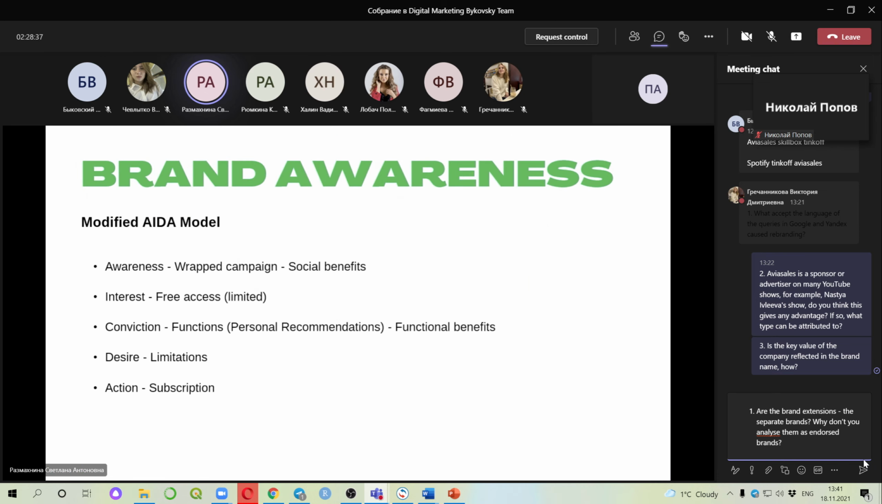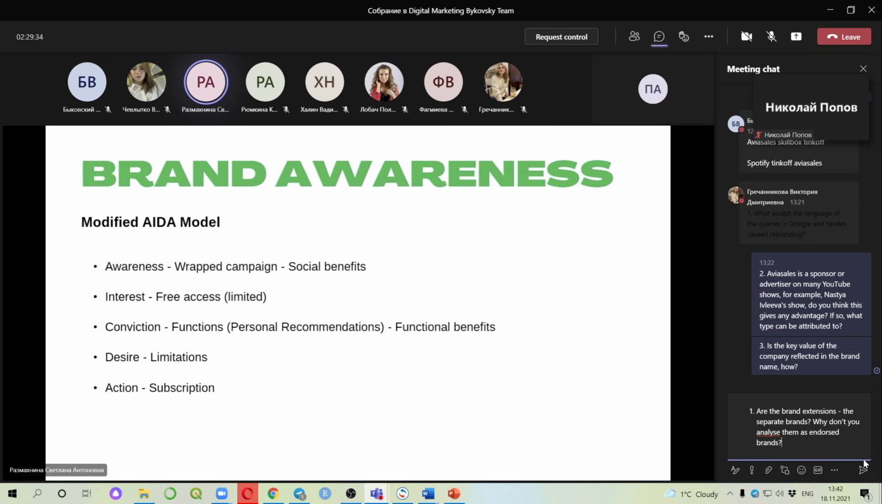So brand awareness, a part of the AIDA model, we can say that awareness here is built by the Wrapped campaign. Firstly, it is one of the most interesting tools from Spotify's marketing strategy that helps users get social benefits. And people who may become potential users of Spotify know about Spotify and learn about it. As well as artists who try to promote themselves through different streaming platforms, they promote themselves through Spotify, and by this they promote Spotify itself.